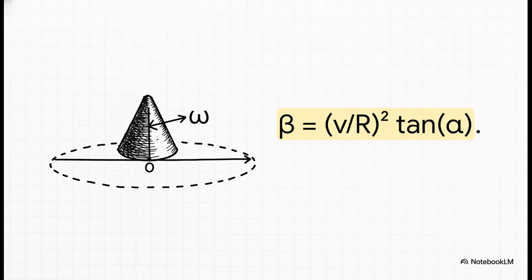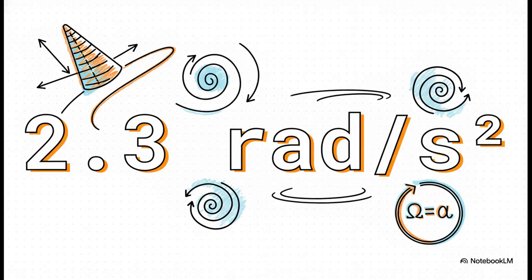Now, the derivation is a little involved, but the result is a clean formula for the magnitude of beta. It's the quantity v over r squared, all times the tangent of alpha. So let's plug our numbers in one last time. When you do the math, you get our final answer. The magnitude of the angular acceleration is 2.3 radians per second squared.